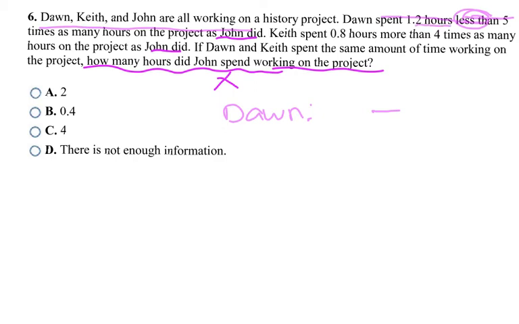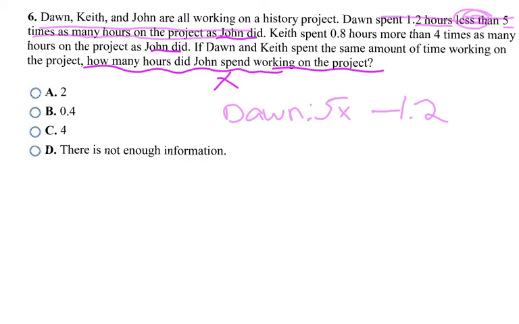And in the beginning of the written is 1.2. So in my math expression, it's going to be after the subtraction symbol. Then after "less than" in the written is 5 times as many hours as John did. So the hours that John spent is X. So 5 times X, or 5X, is going to go at the beginning here.